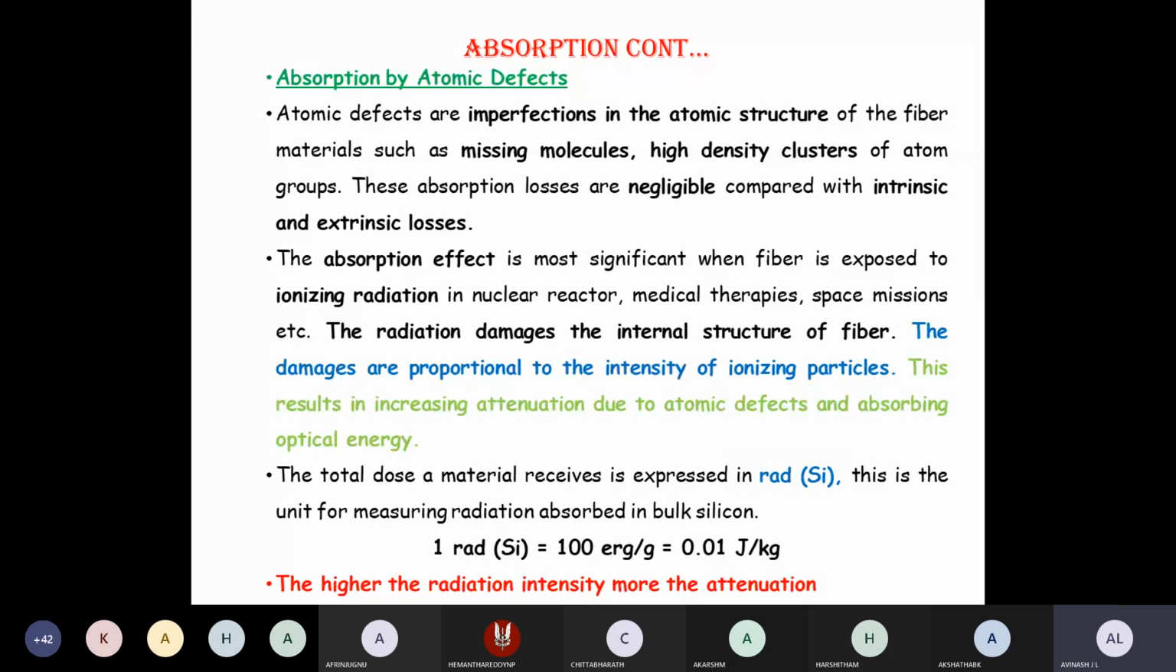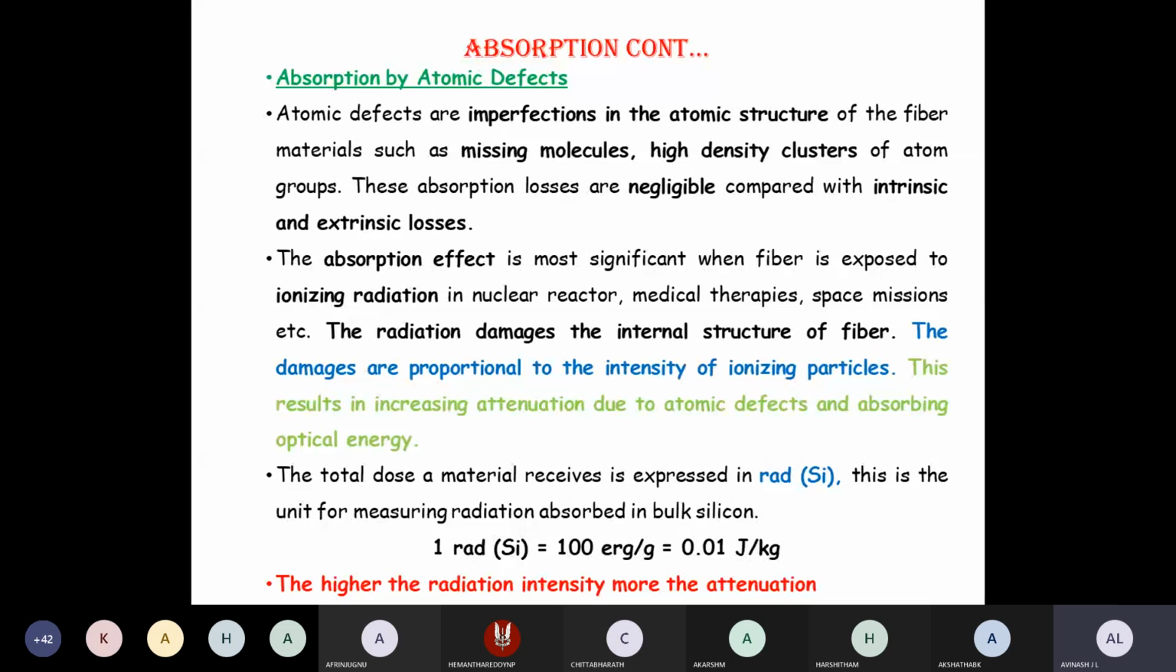Okay. So the total dose a material receives is expressed in terms of rad. So the radiation unit is rad. This is the unit for measuring the radiation absorbed in bulk silicon. You can see that rad, with Si in the bracket, means radiation absorbed in silicon. So this is the unit for measuring the radiation absorbed in the bulk silicon.